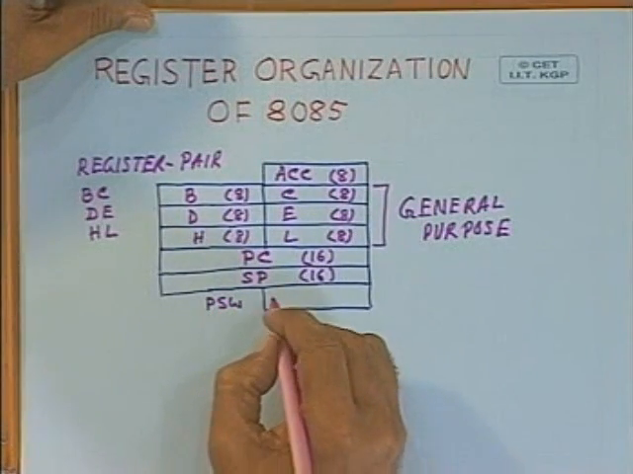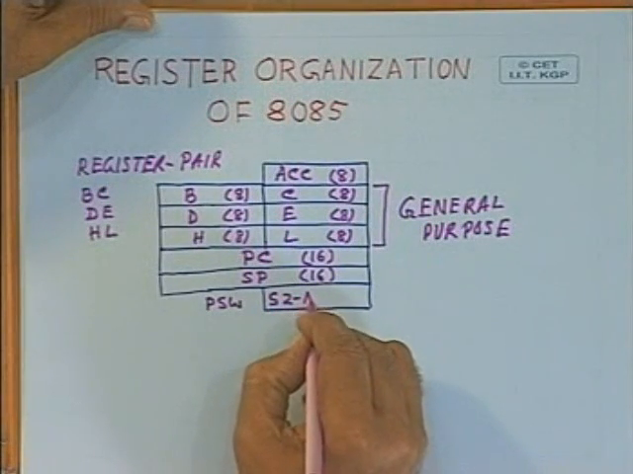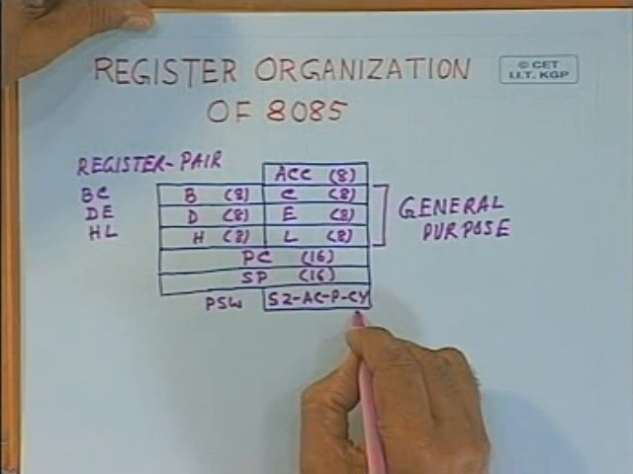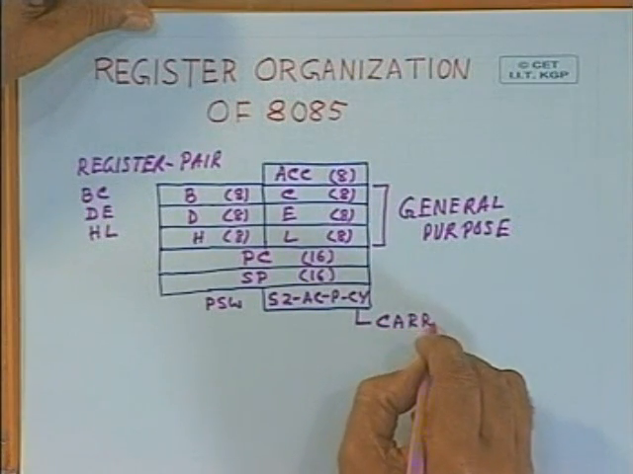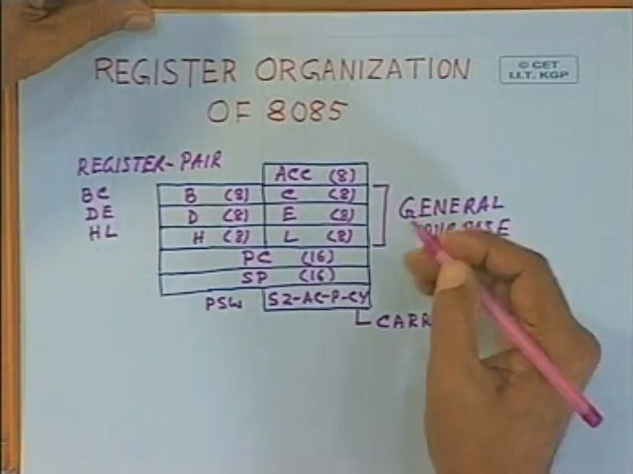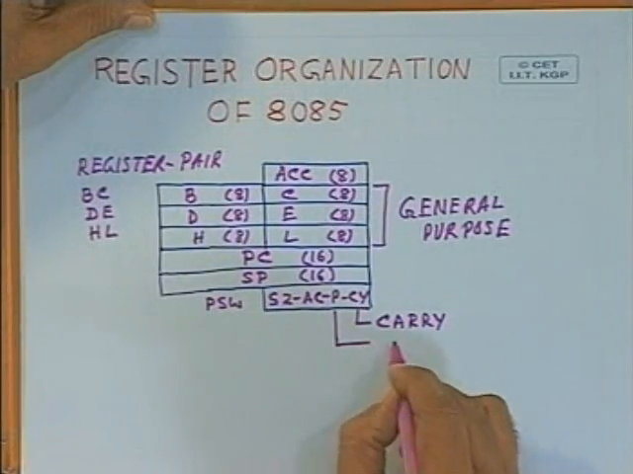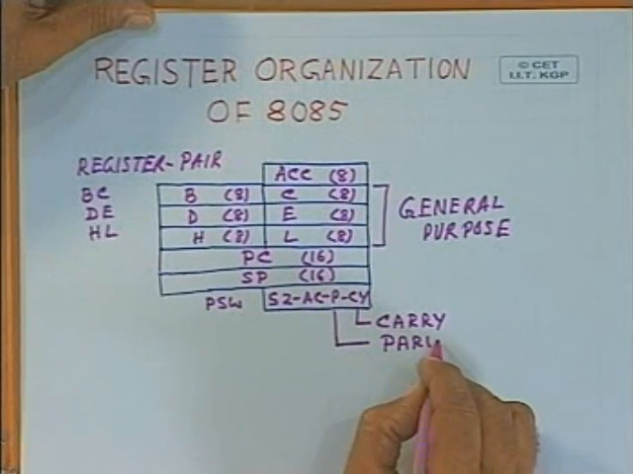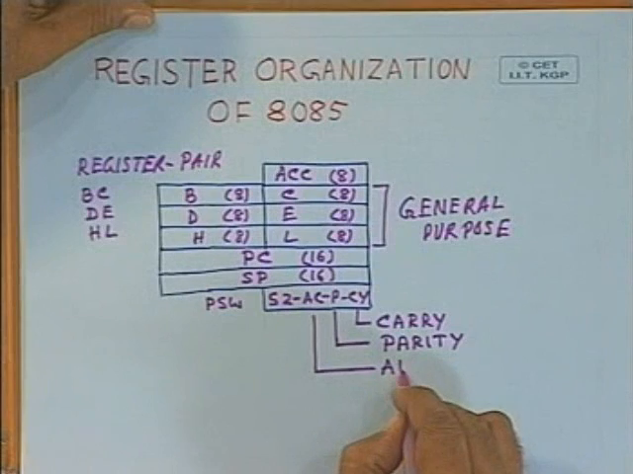Then you have the program status word or the flag bits. You have several flag bits: S, Z, AC, P and CY. Let's see what their functions are. CY stands for carry. Whenever there is a carry output after the execution of an instruction, this flag bit will be set. P stands for parity. It reflects the parity of the result, even or odd. AC is your auxiliary carry.